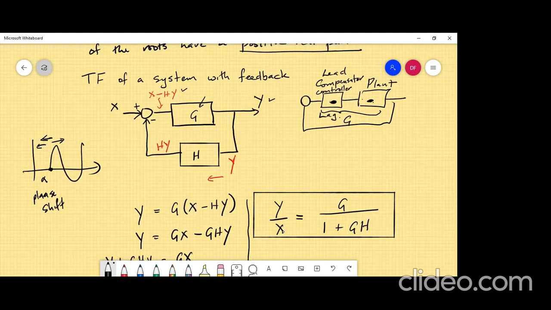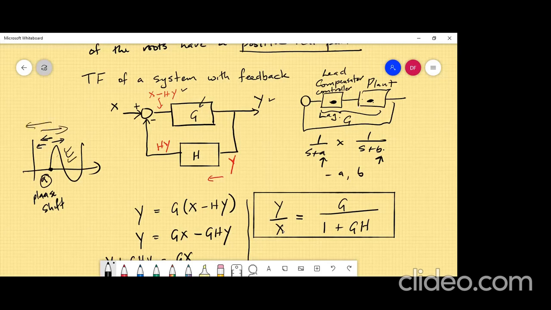If you add a controller, let's just say this is 1 over s plus a, and this is 1 over s plus b, for example, and I put them together, then the roots of the characteristic equation are going to be minus a and minus b, and not only minus b alone. And if you recall, that is going to cause this alpha value to shift. So the compensator is just there to shift this curve forward or back.